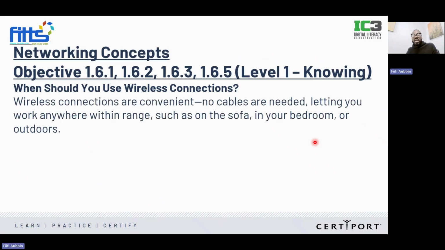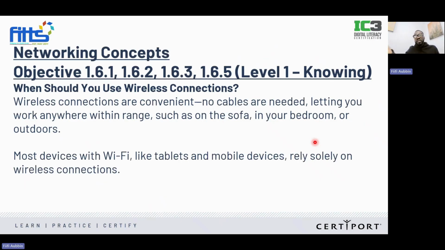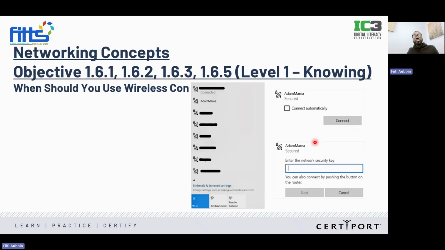And when should you use wireless connections? Okay, they are convenient, no cables are needed, letting you work anywhere within range, such as on the sofa, in your bedroom, or outdoors, unlike cables where you need to be stationed at a particular location. Most devices with Wi-Fi, like tablets and mobile devices, rely solely on what? Wireless connections.